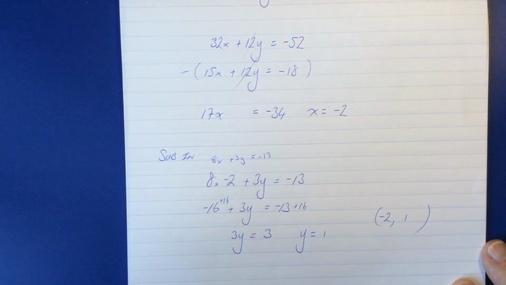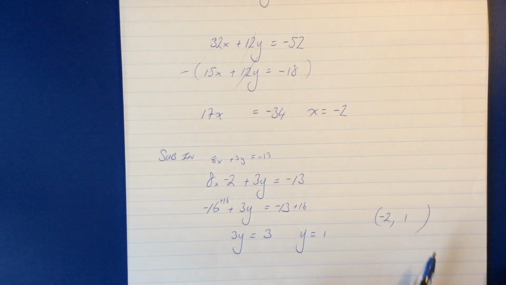So the solution for this pair of simultaneous equations is x equals negative 2, y equals 1. And again, if you were graphing them, this is the point on a Cartesian plane where these two graphs would cross.